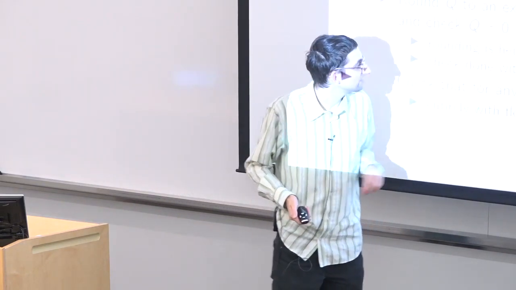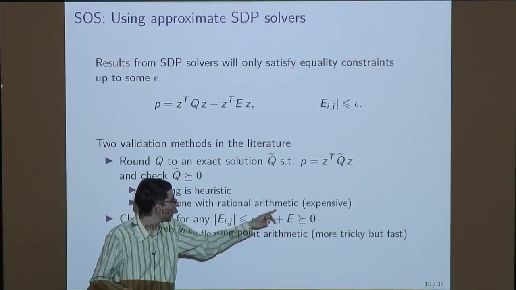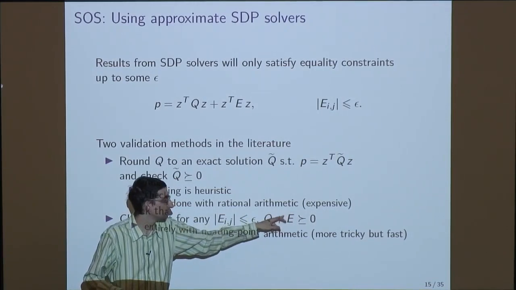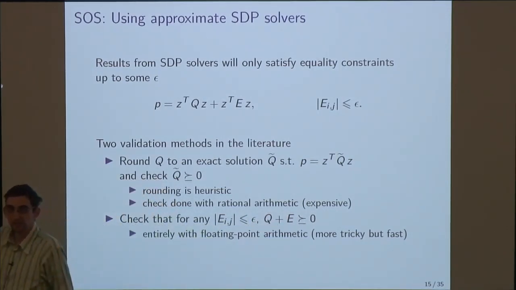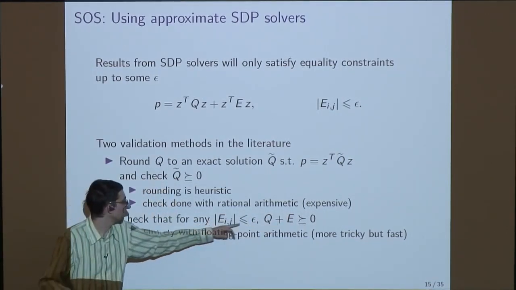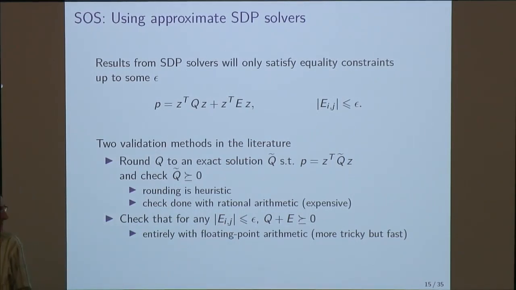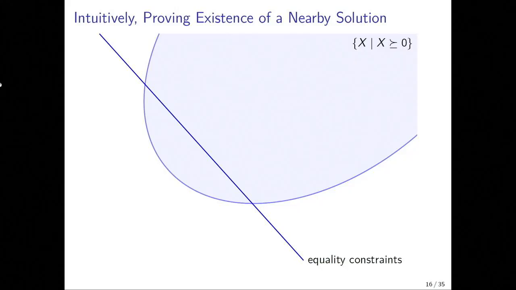On the other hand, another solution is to bound the error term and prove that any matrix Q plus some small E is positive semi-definite, whatever the value of E, as soon as it's bounded. And if we want, we can do it entirely with floating point arithmetic, and it will be fast. So I'll explain that later.